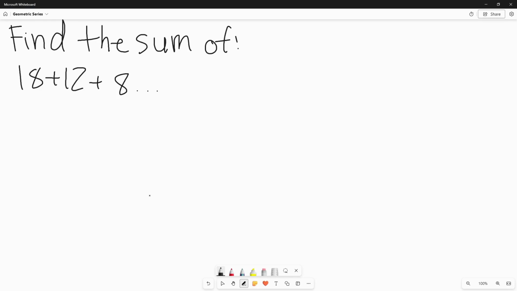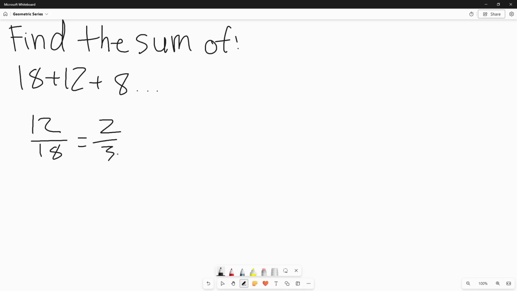Now let's do another practice problem. If you think you can do this one, pause the video and try it. This one asks to find the sum of 18 plus 12 plus 8, which goes on forever. So this is an infinite geometric series, which means we need to see if it converges or diverges. So first we need to find r, which is the ratio between terms. So we can take 12 and divide it by 18. So 12 over 18, which is just equal to 2 over 3.